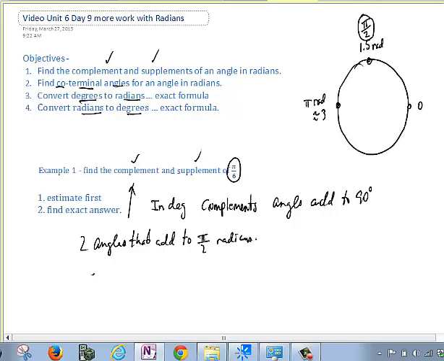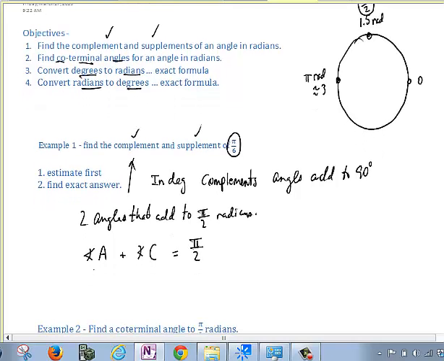So here's my angle A plus what I'll call the complementary angle. It's got to add up to pi over 2 radians. So all you have to do is plug in the angle A of pi over 6, add it to the unknown, the complement, and you should get pi over 2. We solve for that angle by just subtraction. So pi over 2 radians minus the pi over 6 radians.